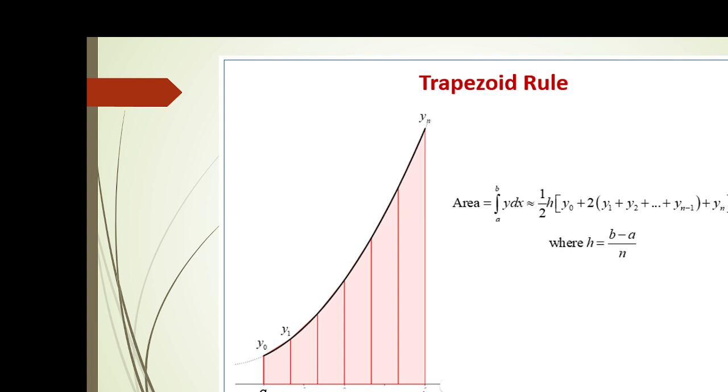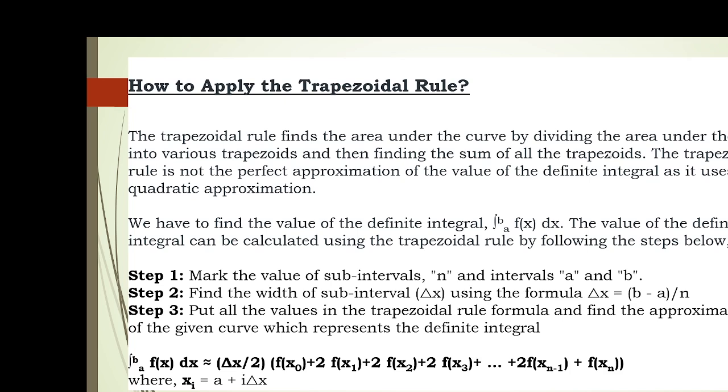Here I have plotted the y equals f of x curve from the x domain a to b, and here I have cut the small pieces of the area under the curve into trapezoid shapes. Okay, and this is the formula of the trapezoidal rule. And then, how to apply the trapezoidal rule. The trapezoidal rule finds the area under the curve by dividing the area under the curve into various trapezoids and then finding the sum of all the trapezoids.